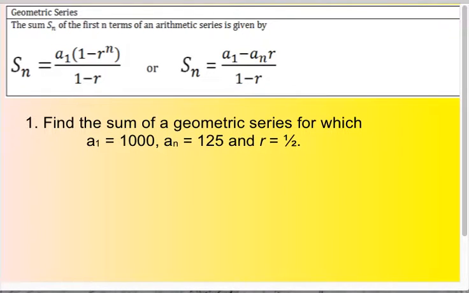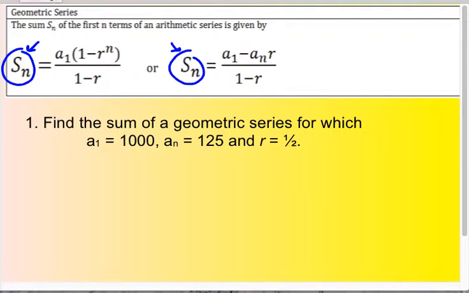So we have a couple different formulas here for geometric series. The sum, S sub n. Usually when we're working with sequences, a sub n is the term we're trying to find. S sub n is the sum of the series, the sum of all the terms in a particular series. So you can see we have 2 formulas for S sub n. There is a difference in both of them a little bit.